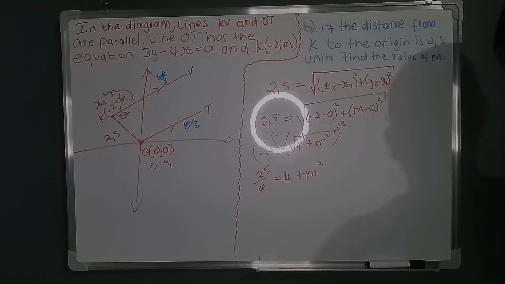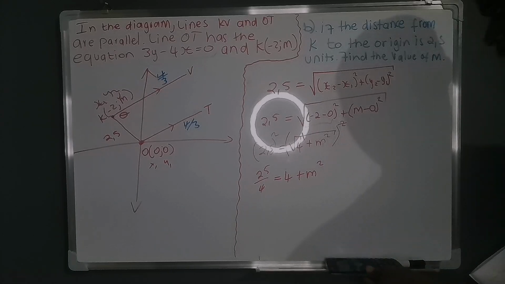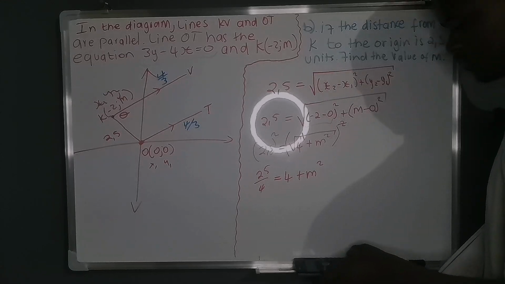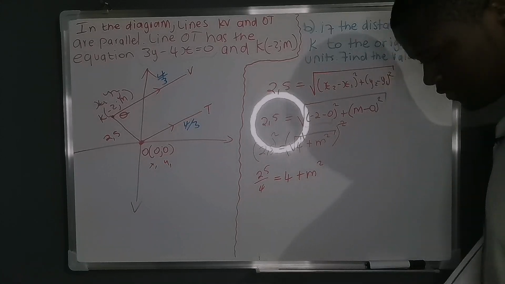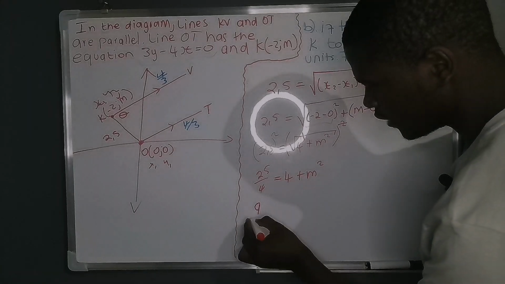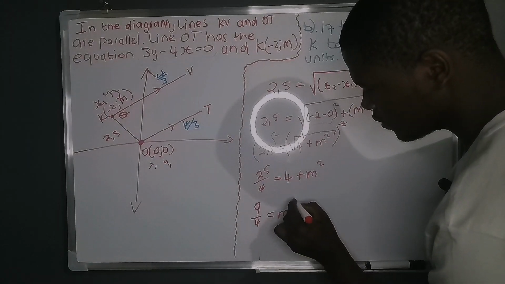Now, what is the value of 25 over 4 minus 4, guys? Oh, it's minus here. I don't want to make a mistake, guys. So it's 25 over 4 minus 4, which is 9 over 4, equal to m squared.